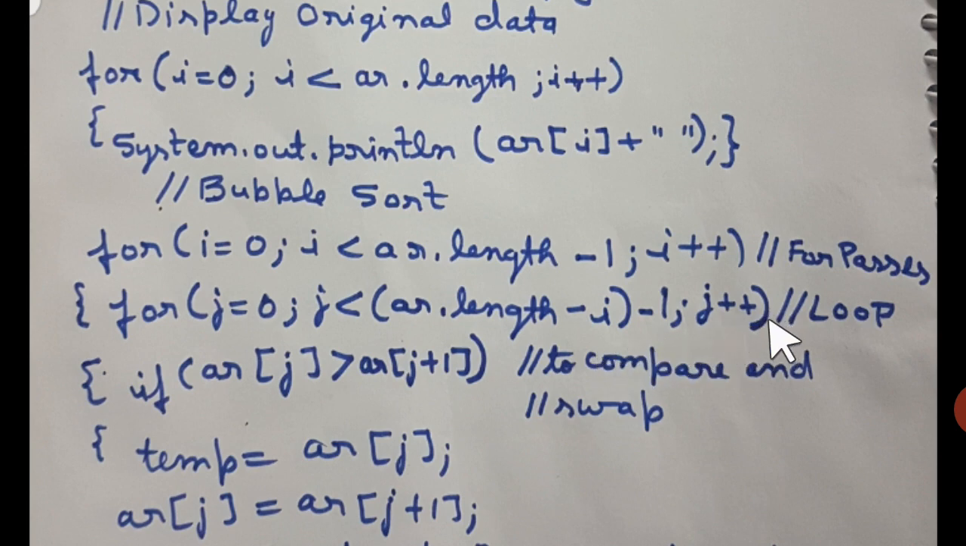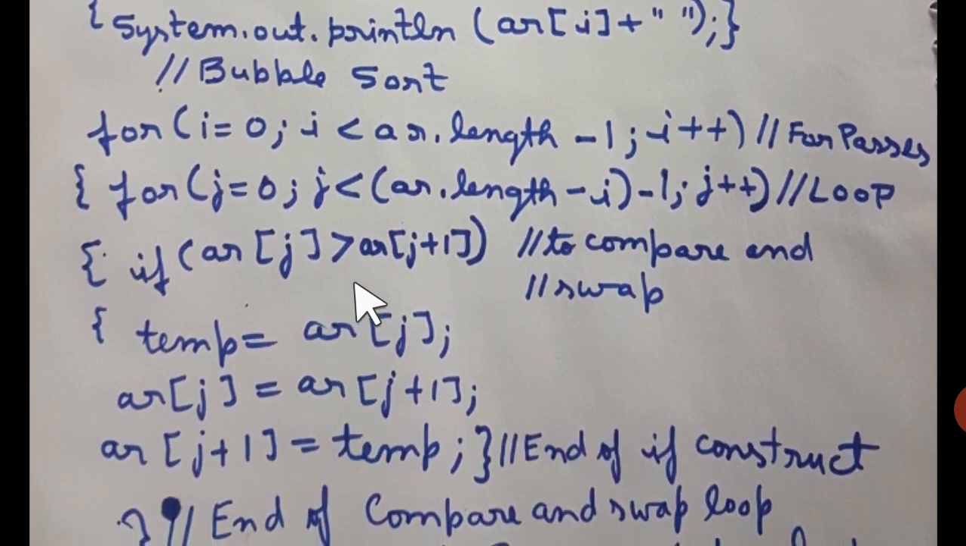Then we start the process of comparison. So we write here: if ar[j] is bigger than ar[j+1]. Means if j is 0, then j+1 means 1. If j is 1, then j+1 means 2, and so on. So if this condition is satisfied, then we perform the swapping.